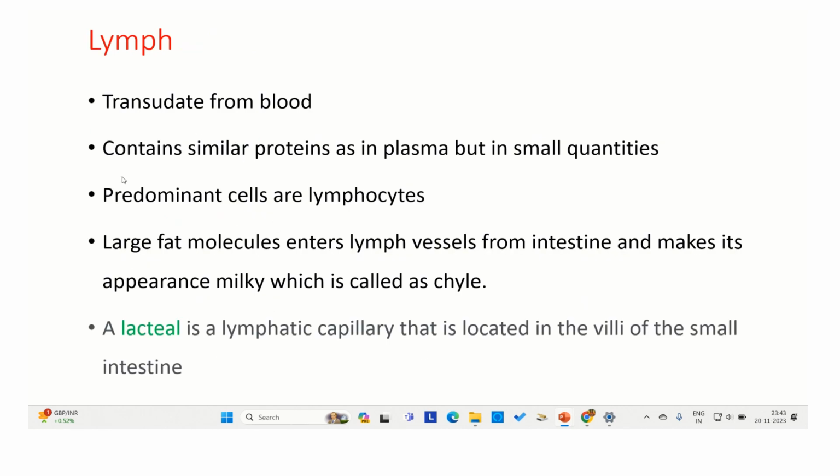Lymph is a transudate from blood. It contains similar proteins as in plasma but in small quantities. The predominant cells are lymphocytes. Large fat molecules enter lymph vessels from the intestine and make it appear milky, which is called chyle. This transport is done by a specialized lymphatic capillary called a lacteal, which is present in the small intestine.